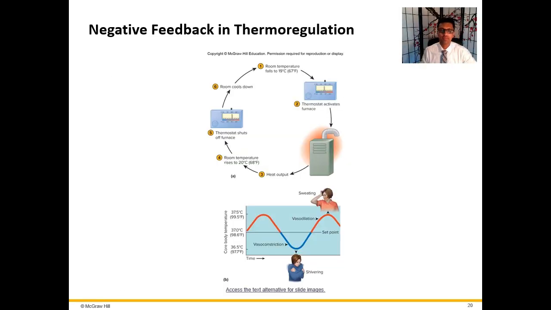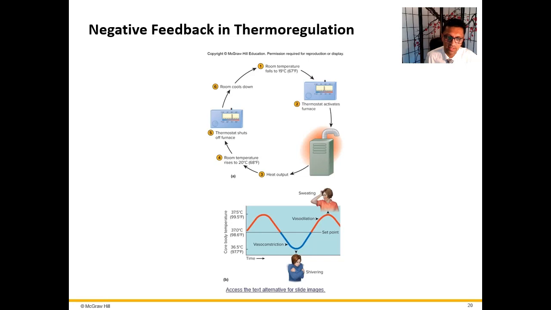So if you look at this, room temperature falls to 19 degrees, 67 degrees. Well, then the thermostat activates the furnace, and the furnace produces some heat. The room temperature rises to 20 degrees, 68, and the thermostat shuts down. Room cools down. So that's a negative feedback thermal regulation.